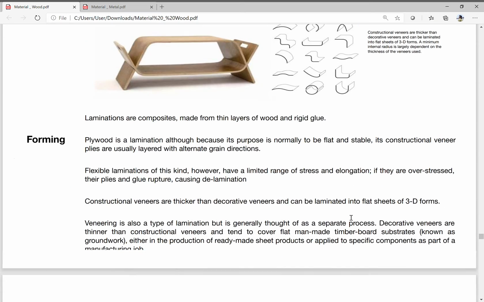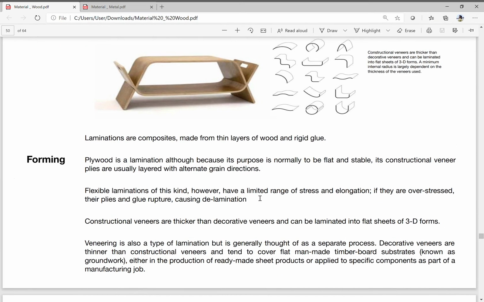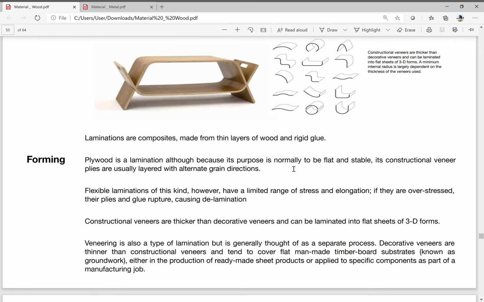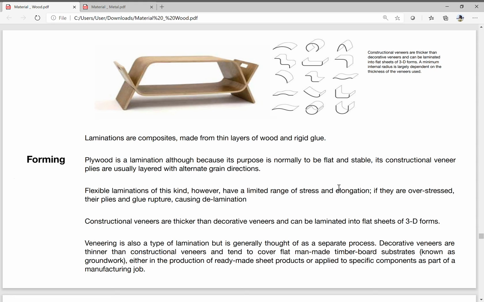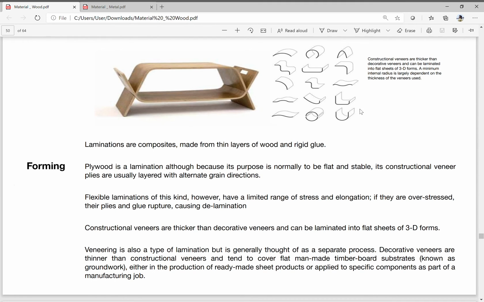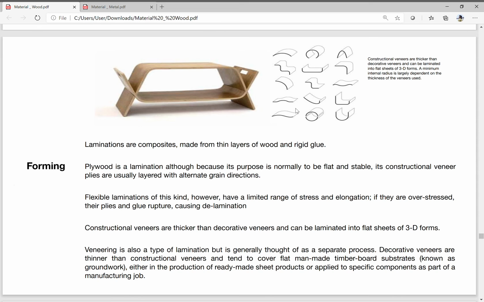Okay. So you have your forming. Laminations are composites, made of thin layers of wood and rigid glue. For plywood as a lamination, its purpose is just to be flat and stable. Its constructional veneer plies are usually layered with alternate grain direction. With 3D veneers, you can actually bend it to suit certain forms, to achieve the desired design direction, or the desired form or look.